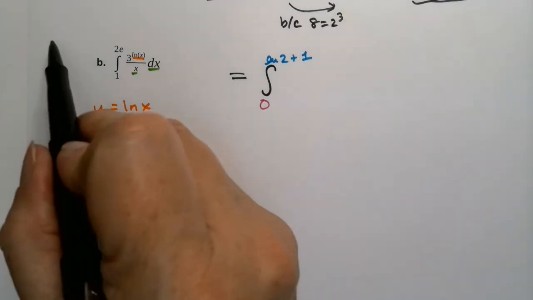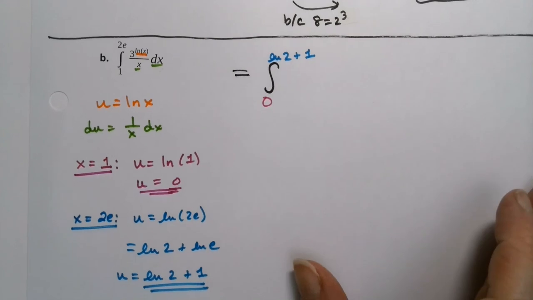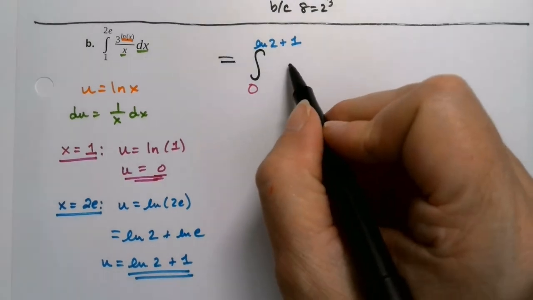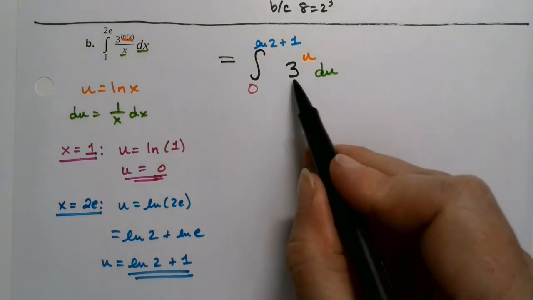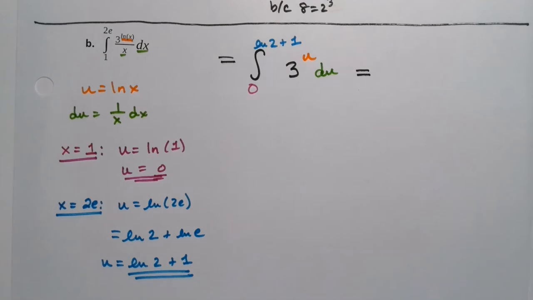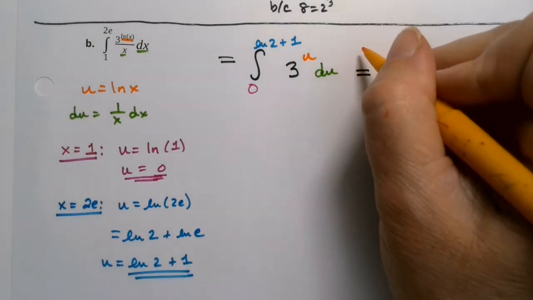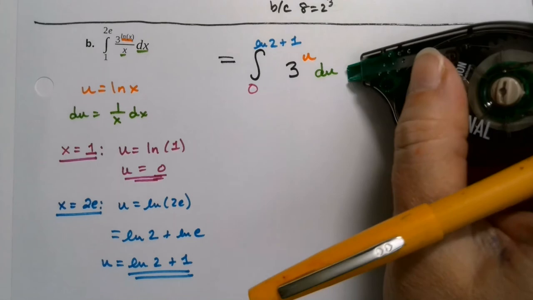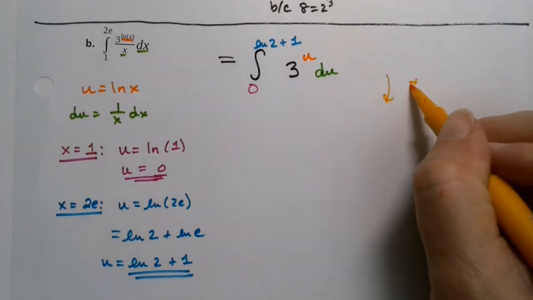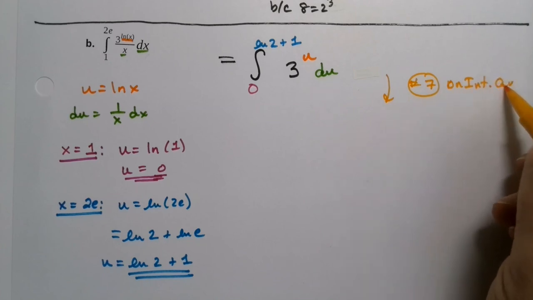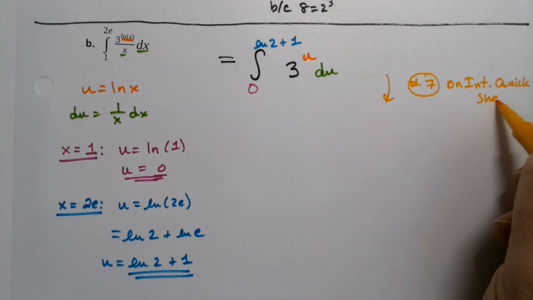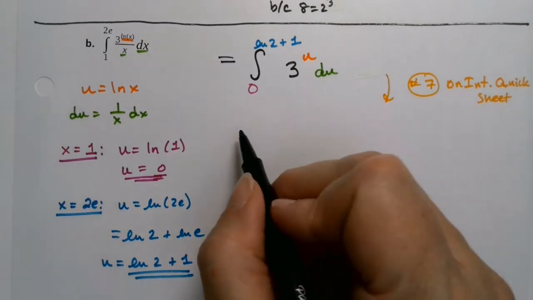Oh, and I'm just going to put a big line in here so I don't get these two problems confused here. All right, and then it's going to be 3 to the u du. Okay, but 3 to the u, according to number 7 on that integral sheet, I guess I'll go lower actually. Let me just kind of move down here. So according to number 7 on the integral quick sheet, and you might as well get used to writing these formulas down. It's okay if you have these ones memorized, but you are going to eventually have to write some down.